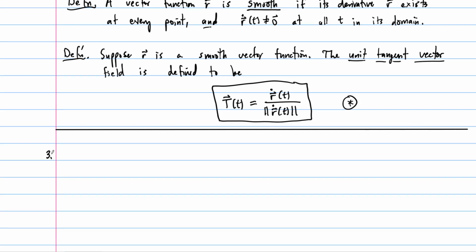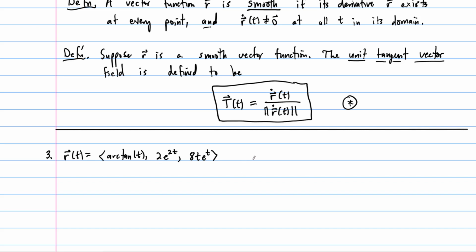This will be item 3. Here's a vector function: r of t equals arctangent of t, 2e to the 2t, and 8t e to the t. So this is a vector function in R3, three-dimensional space.